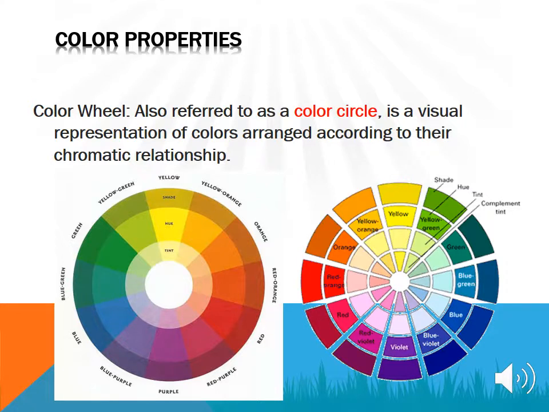The color wheel, as we introduced earlier, is also referred to as a color circle. It is a visual representation of colors arranged according to their chromatic relationship. And as we mentioned earlier, complementary colors are the colors on the opposite side of the color wheel. For example, the complementary color of yellow is purple. The complementary color of green is red. The complementary color of blue is orange.